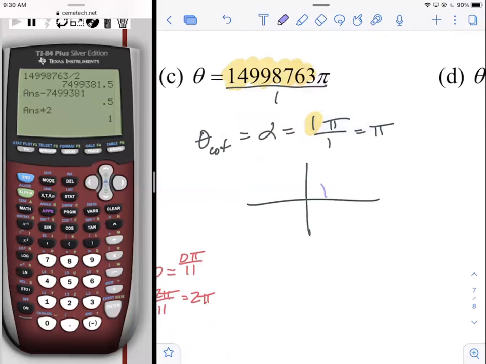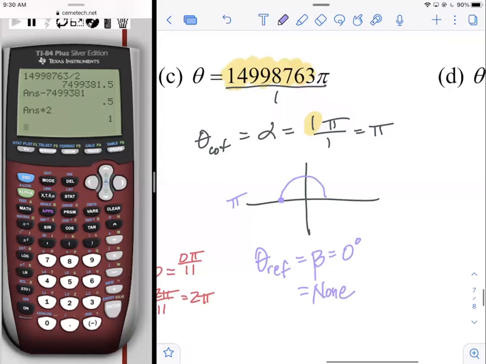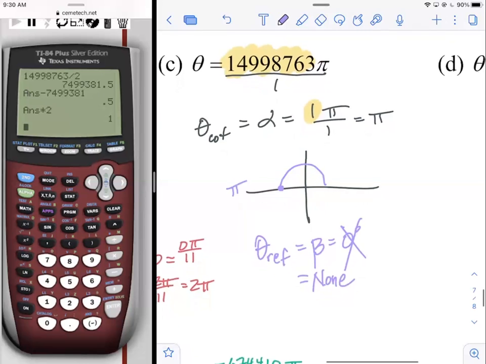Uh-oh, pi. That's over here. That's actually a quadrantal angle. What would the reference angle be? Very good. Technically, it's 0, right? But that's not acute. So there is no reference angle. It collapses down to the x-axis. Okay? So we would actually just say none. Because an acute angle has to be between 0 and 90 degrees. If it had terminated up here on the y-axis, now the reference angle would be 90 degrees to get all the way down. And that's, again, not acute. So whenever your angle terminates on either the x or y axis, there is no reference angle, okay?